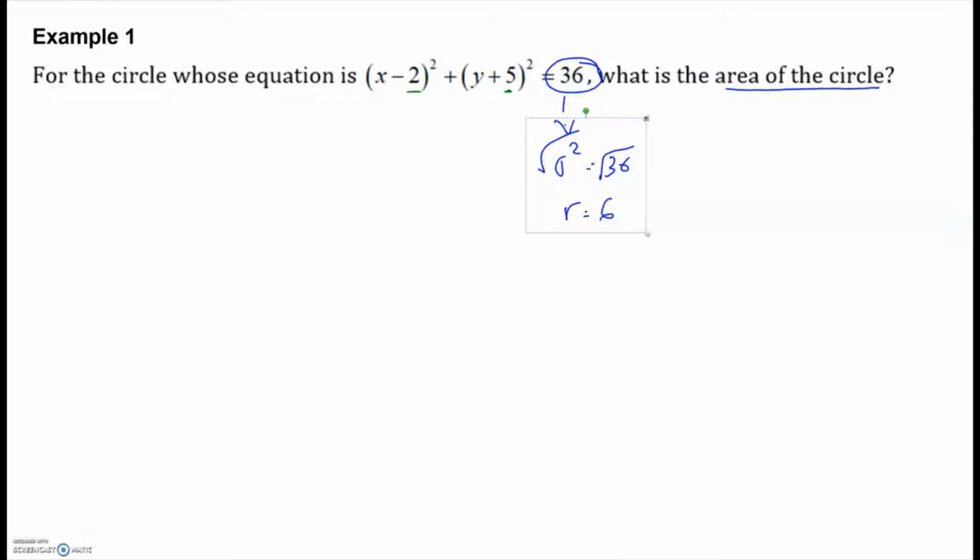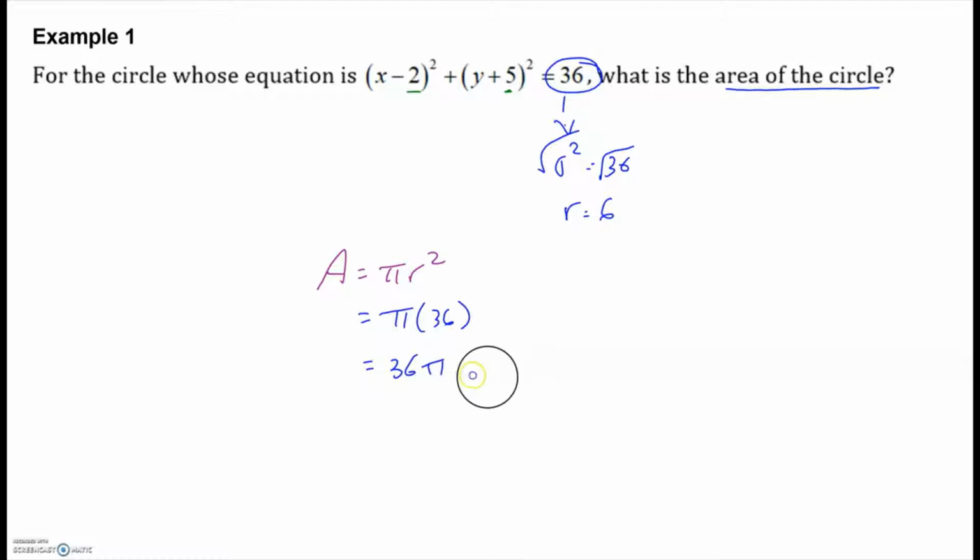Now, when dealing with the area of a circle, the good news is I actually just need the R squared already. So area equals pi r squared. Since we have r squared already given to us in that form, I don't even need to take the square root. Just knowing that r squared is 36 is enough for us. So area is going to be pi times 36, which in this case is just 36 pi.